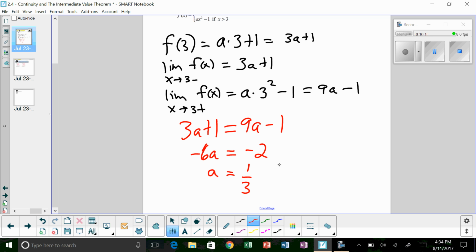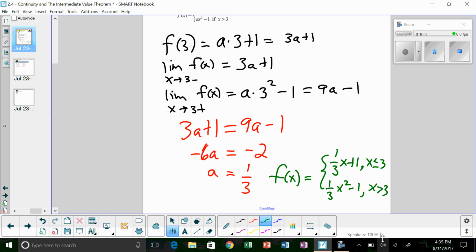We can even write the equation of our function. f of x would be 1/3 x plus 1 when x is less than or equal to 3, and 1/3 x squared minus 1 when x is greater than 3. We could go back and retest continuity and show that the value of the function and the right and left-hand limits are all the same at x equals 3 given a equals 1/3.